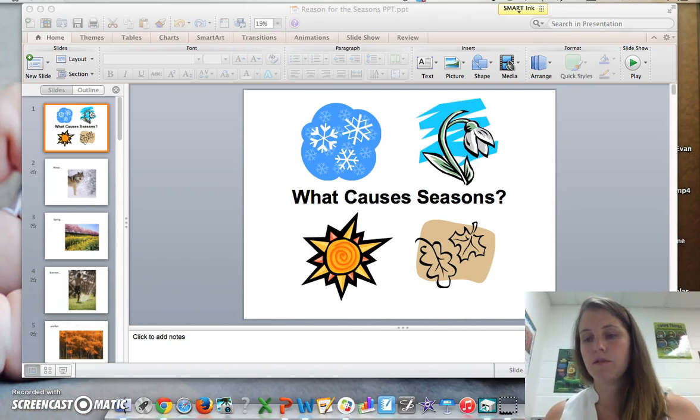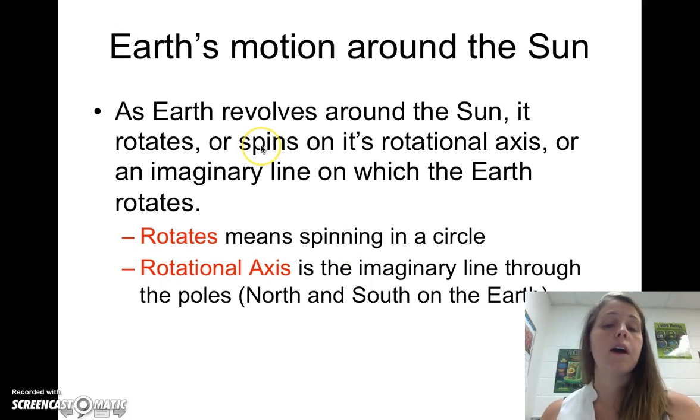Okay. As Earth revolves around the sun, it rotates or it spins on its rotational axis, or an imaginary line on which the Earth rotates.